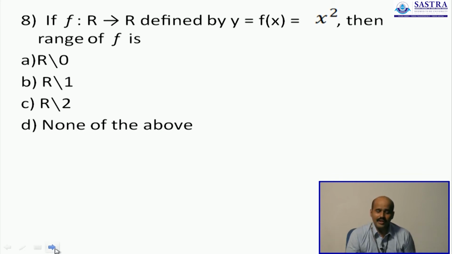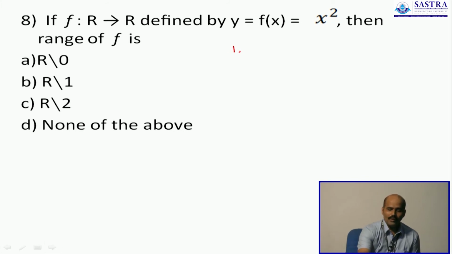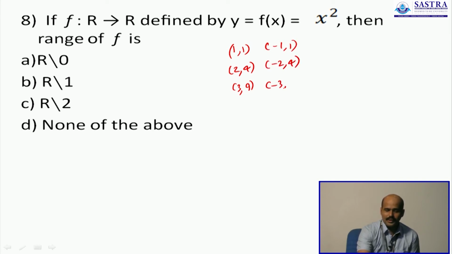Now we are defining a function where an element is taken as an input and squared. So you will have 1 mapped to 1, 2 mapped to 4, 3 mapped to 9, minus 1 mapped to 1 again, minus 2 mapped to 4 again, minus 3 mapped to 9 again, and so on and so forth. The question in fact wants you to discuss the range of the function.